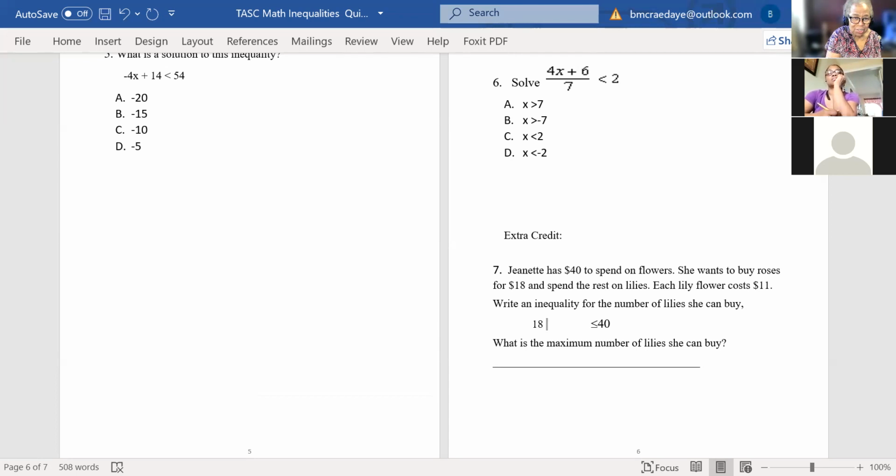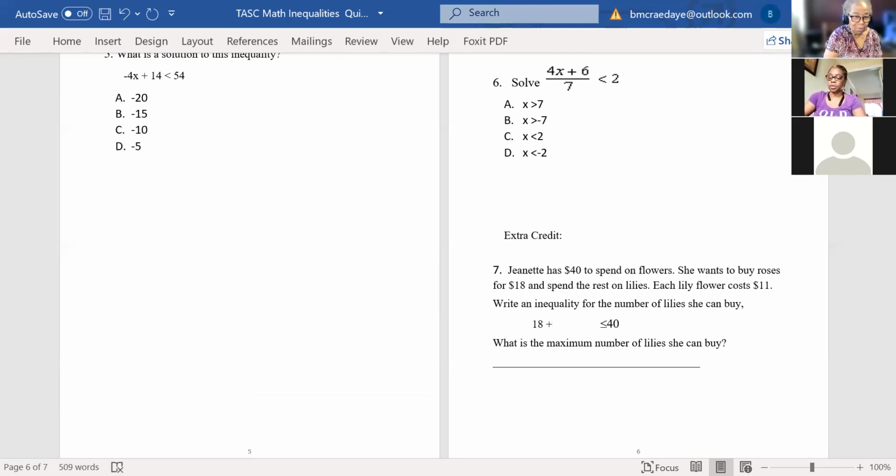18 for the roses. How do we write that $11 for the lilies? So do we do minus? No, it's not subtracting. It's a plus because she would like to buy roses and lilies. Okay. So what do I put here? That would be an add, right?